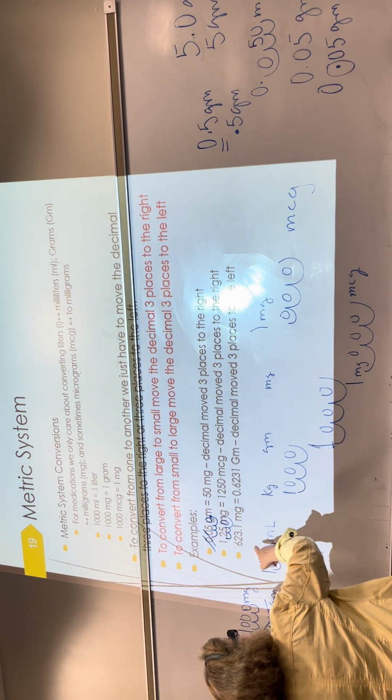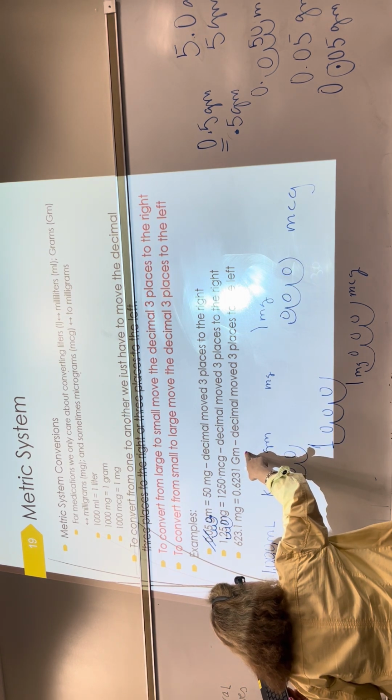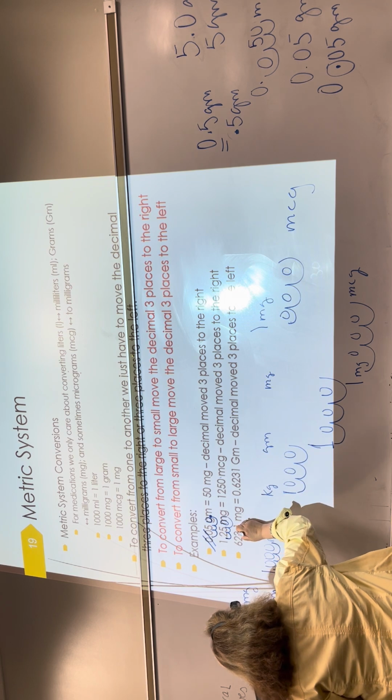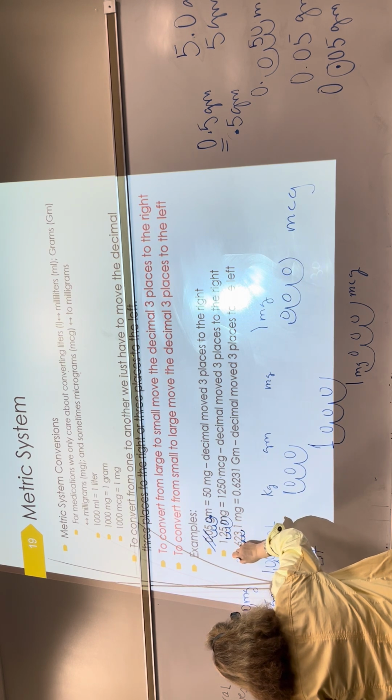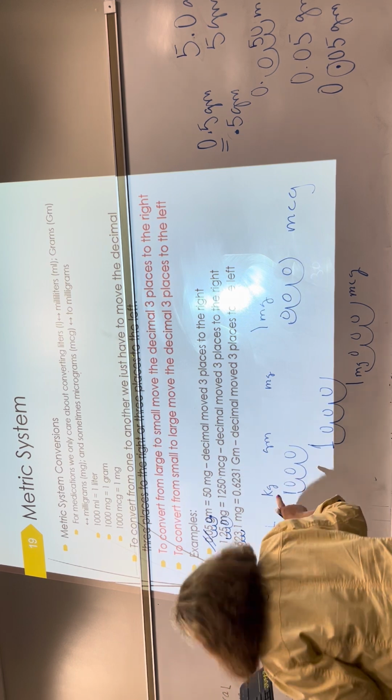Now we have 1 milligram and we're going to go to gram. Gram is bigger, so let's do it: 1, 2, 3. It's going to be 0.001 gram. Are we good?